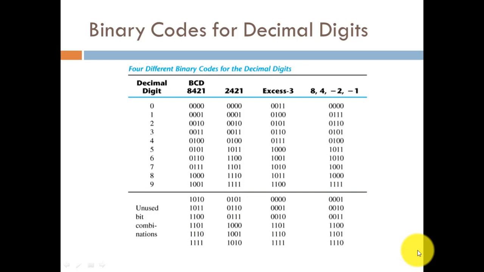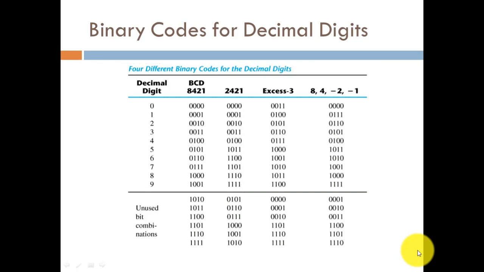And this is another code, 84 minus 2 minus 1. This is also a weighted code. So here the maximum digit turns out to be 4 plus 8, that is 12, minus 2 minus 1, that is your 9. So here also, just like BCD 2421, we will be having another weighted binary code. So these codes are basically different variants of coded sequences.